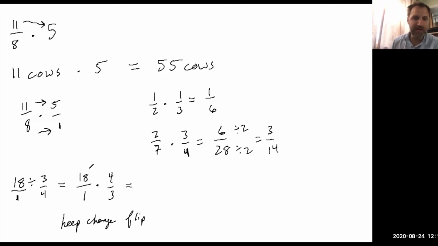So from there, 18 times 4 is 72. 1 times 3 is 3. In this case, I can actually divide 72 by 3, and that gives me 24. So that's the answer.